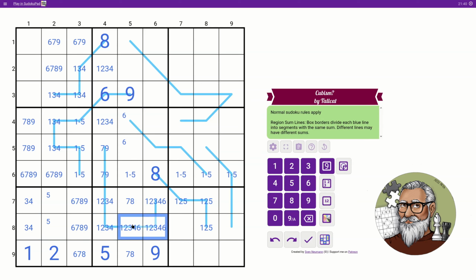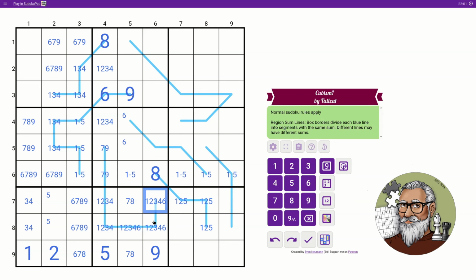No, this has 6, so nope. 1, 2, 3, 4, 5, 6. Oh no, that's a 6, 7, 8, 9. No, this has 6 as well, so I don't know what I'm doing.